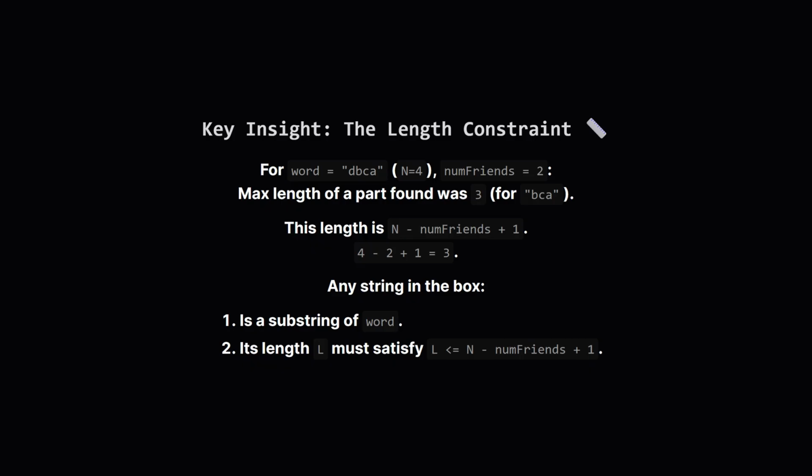Why is this the case? Well, every friend has to get at least one character. So if one friend takes a piece of a certain length, the remaining characters of the word must be enough for all the other numFriends minus one friends, and each of them needs at least one character. This means any string that ends up in the box must be a substring of the original word, and its length can't be more than this calculated maximum.